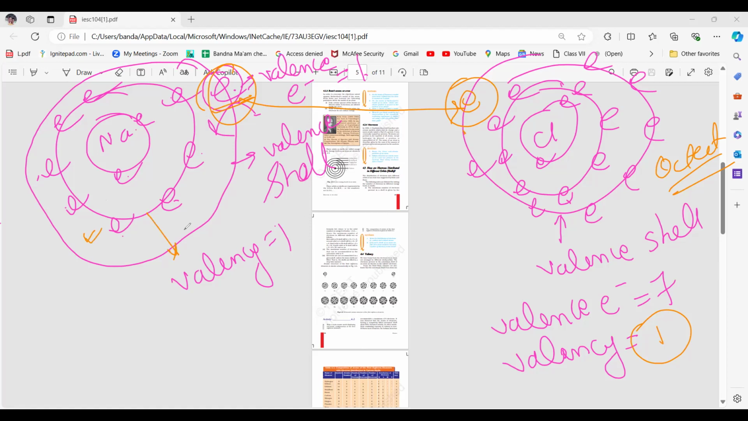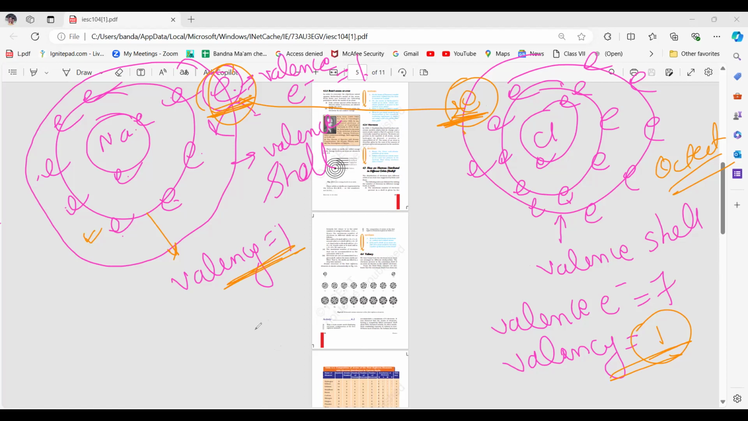Okay. Right? And why is the valency 1 but the valence electrons is different? Because valency is how many electrons it donates or how many electrons it accepts. So it is donating one electron. That's why valency is 1. Sodium is donating how many electrons? 1 electron. That's why valency is 1. So it's donating and accepting electrons from other elements?